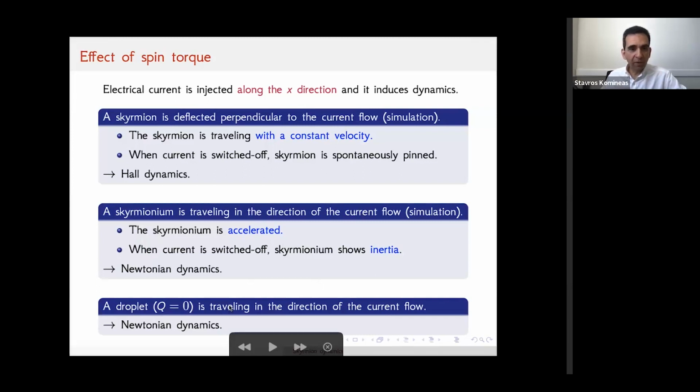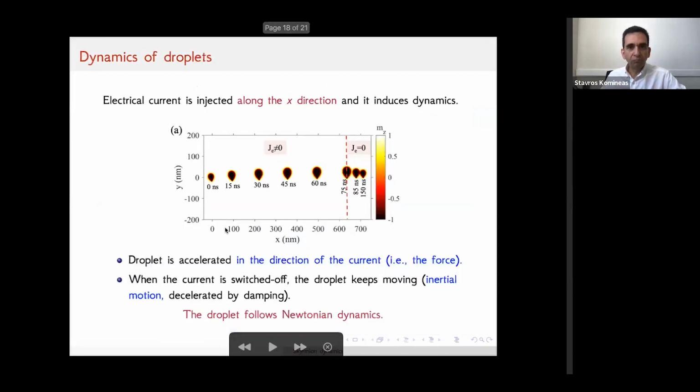So now you can ask whether also the droplet, which is a topologically trivial skyrmionic texture, is actually following the same rules. Well, here is a droplet. We apply a current in the horizontal direction. We wait and see. The droplet changes a bit due to the dynamics, but it is actually propagating in the direction of the flow. And it is accelerated.